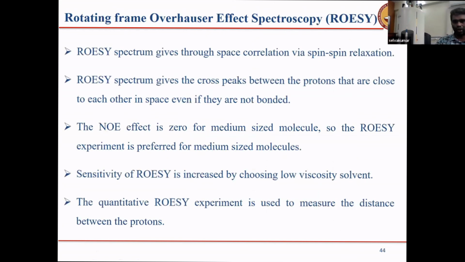Next, I'm moving on to the ROESY. The ROESY spectrum gives the through-space correlation via the spin-spin relaxation process. The ROESY spectrum gives the cross peaks between protons that are spatially closer. The NOE effect is 0 for medium-sized molecules, so the ROE experiment is preferred for medium-sized molecules. The quantitative ROESY experiment is used to measure the distance between the protons.